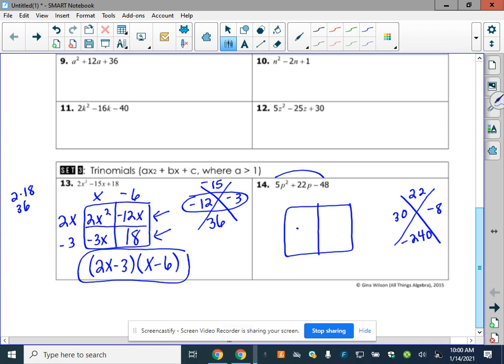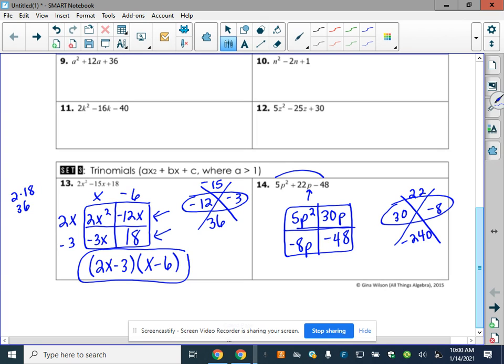You notice the first term is not a 1, it is a 5, so I have to do the box also. I put the first term in the first box, the last term in the last box. I take the 2 numbers from the X puzzle, 30, put a p behind it. I get the p from right there. Negative 8, put the p behind it.